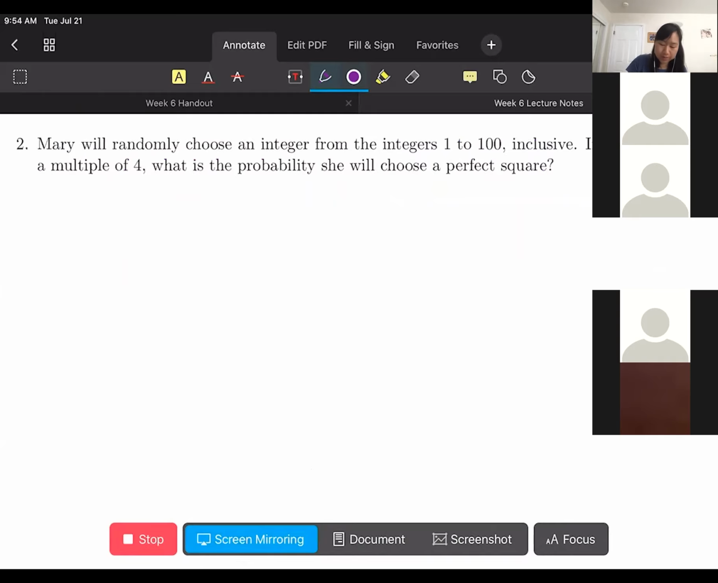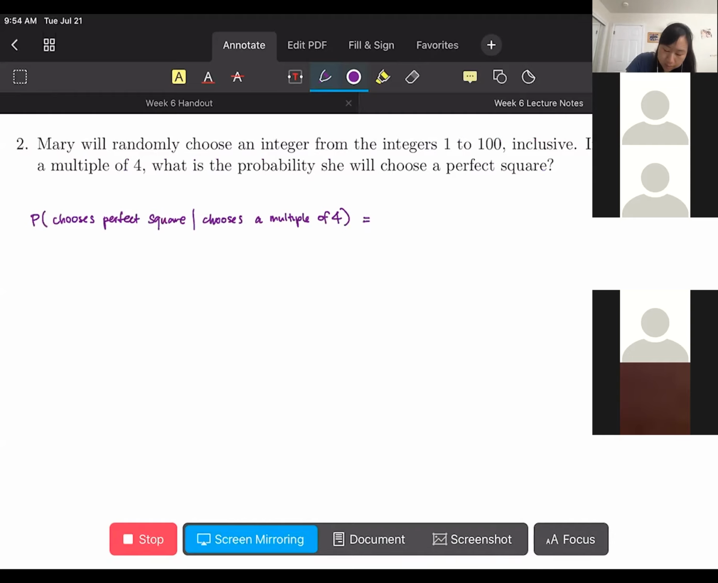So how do we do this one? We want to compute the probability that she chooses a perfect square, given that she chooses a multiple of 4. Any thoughts? So the denominator would be the total number of multiples of 4 from 1 to 100 inclusive. We just divide 100 by 4, which is 25.